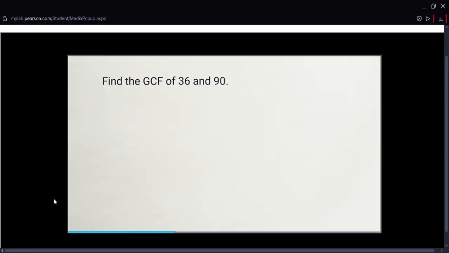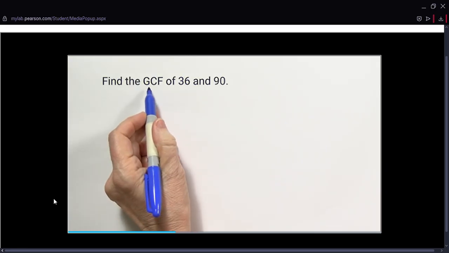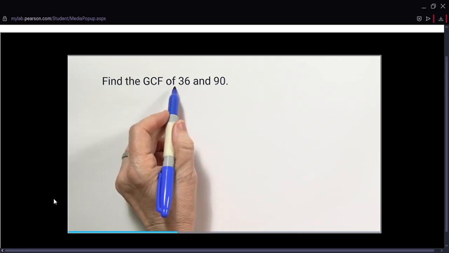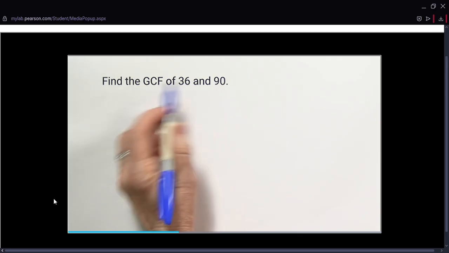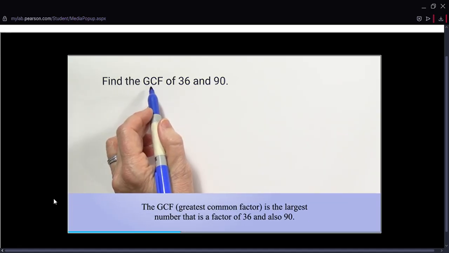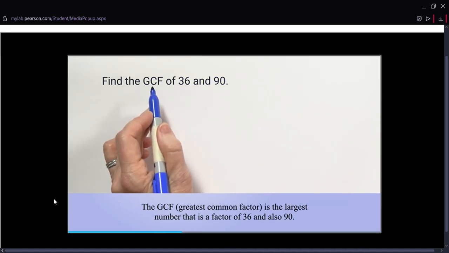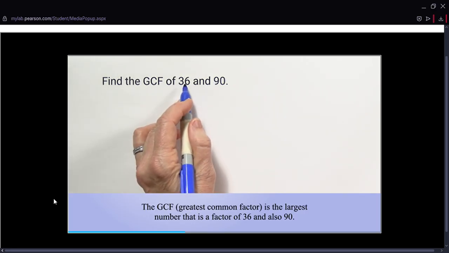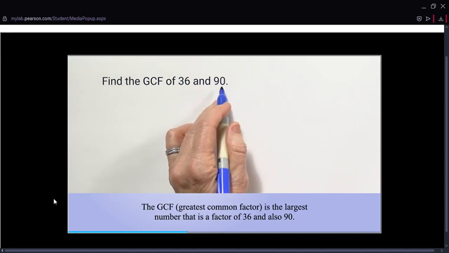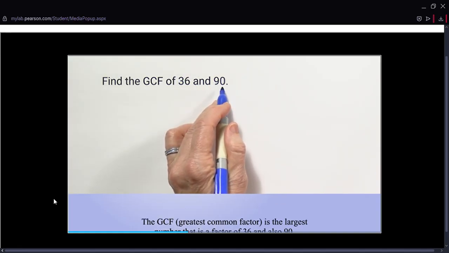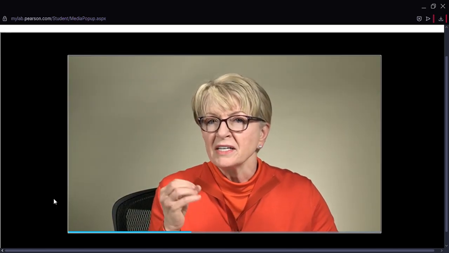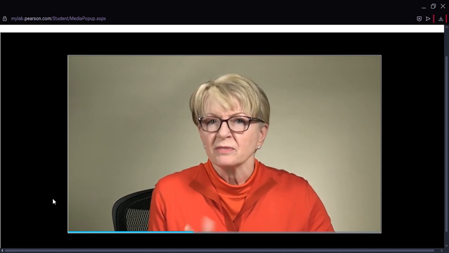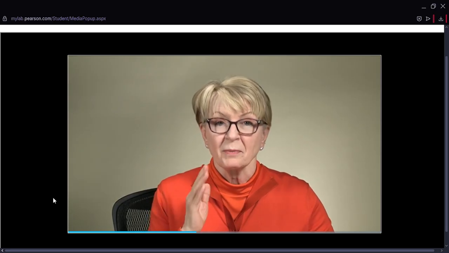I want to find the GCF, the greatest common factor of 36 and 90. And don't forget what greatest common factor means. I'm looking for the largest number that's a factor of 36 and also a factor of 90. Now, after we work these for a while, you'll start being able to recognize, at least for smaller numbers, the greatest common factor just by sight.